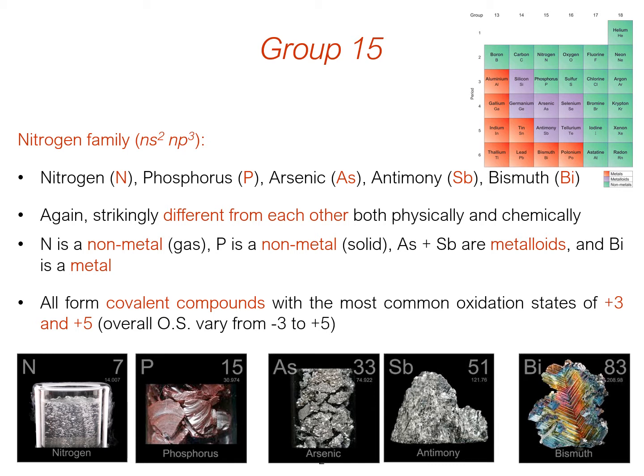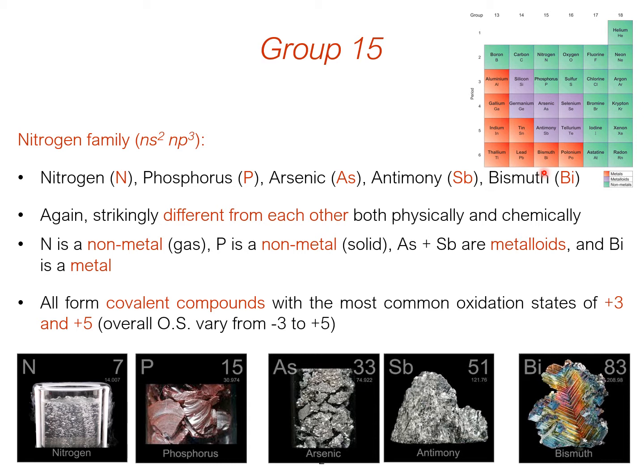And again, this time, like we've seen in the last few groups, they're really different to each other, physically and chemically. So nitrogen is a non-metal and a gas. Phosphorus is a non-metal and a solid. Antimony and arsenic are both semi-metal solids, so I guess they're similar to each other. And bismuth is a metal. And that bismuth, it looks really cool as a solid. So if you can find crystals of bismuth, they just look really nice looking metal.